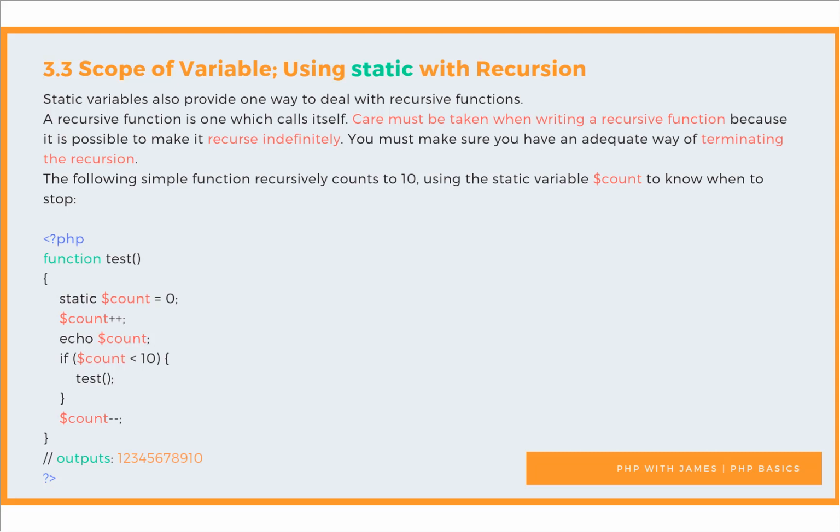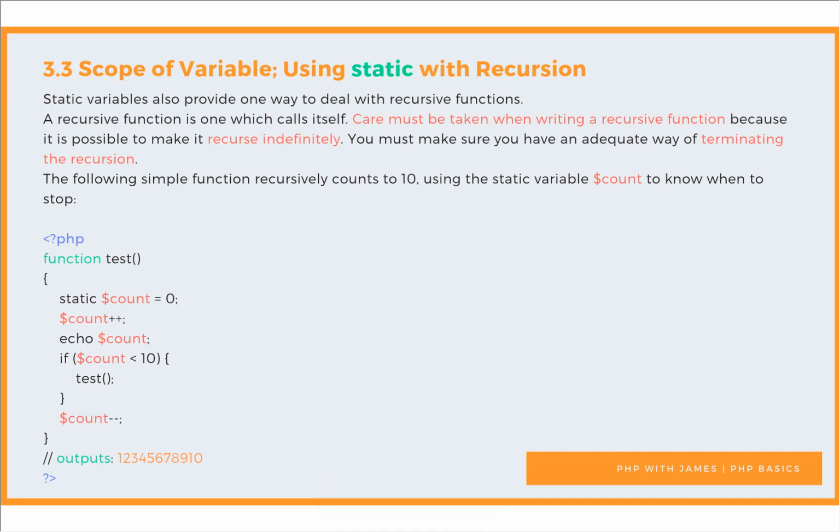Static variables also provide one way to deal with recursive functions. A recursive function is one which calls itself. Care must be taken when writing a recursive function because it is possible to make it recurse indefinitely. You must make sure you have an adequate way of terminating the recursion. The following simple function recursively counts to 10 using the static variable $count to know when to stop. So we can look at this example.